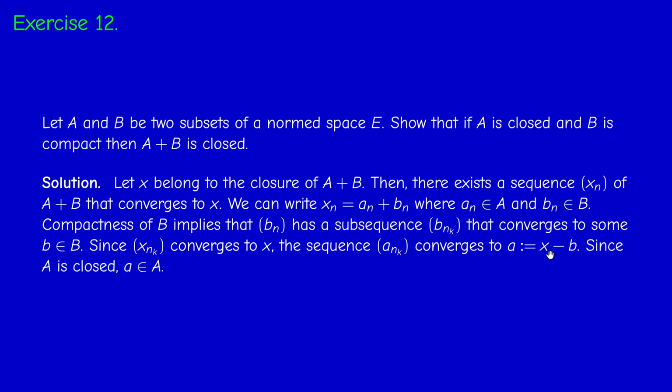And therefore I can write x equal a plus b, where small a is in capital A and b is in capital B. So x is really in capital A plus capital B. So the closure of A plus B is contained in A plus B, which is of course contained in its closure, so to have equality, A plus B is closed. Okay, we shall need this very simple result in chapter 3.